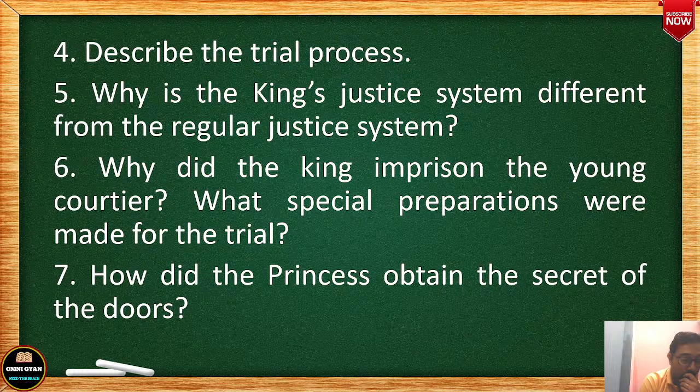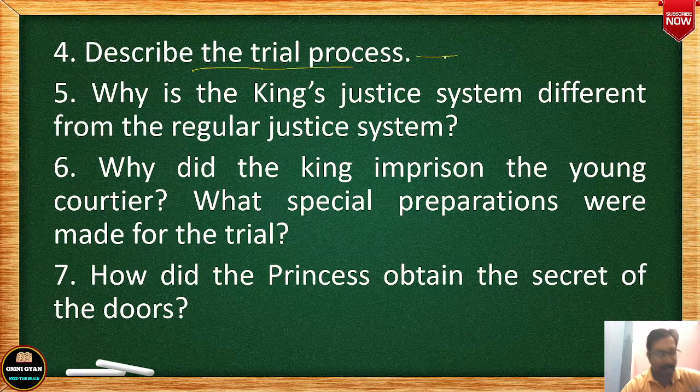Then, describe the trial process. You know the trial process. Two doors are there. The accused is brought in. Behind one door, there will be a lady. Behind one door, there will be a tiger. Let me not explain all these things. Please go and watch the explanation of The Lady or the Tiger. I have explained the entire story very nicely on my channel. Just type The Lady or the Tiger by Omni Gyan. Let me repeat again, by Omni Gyan. Please don't forget to type this.